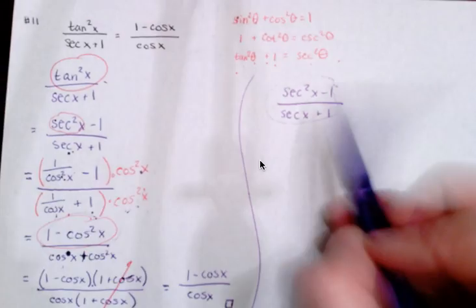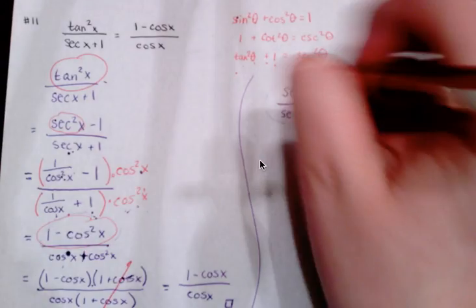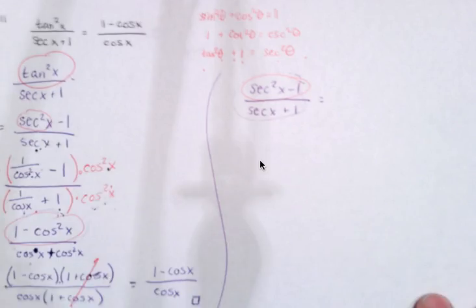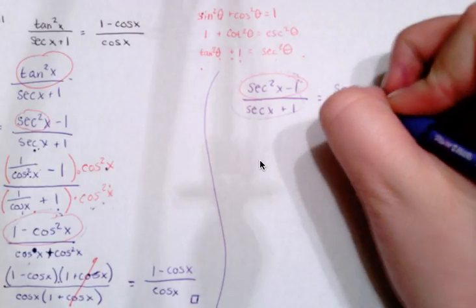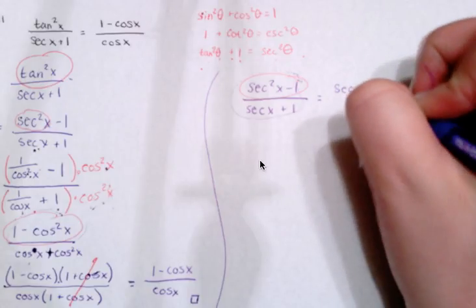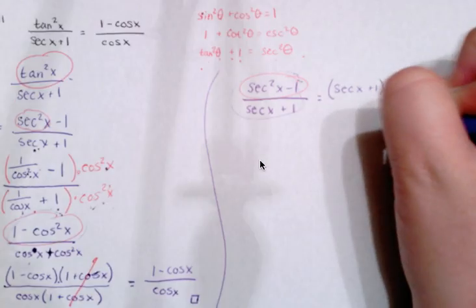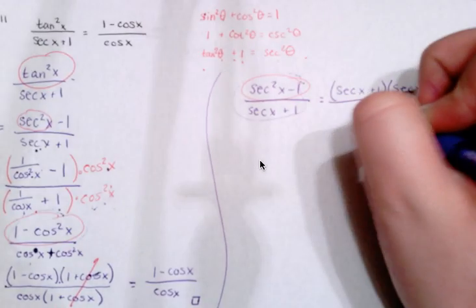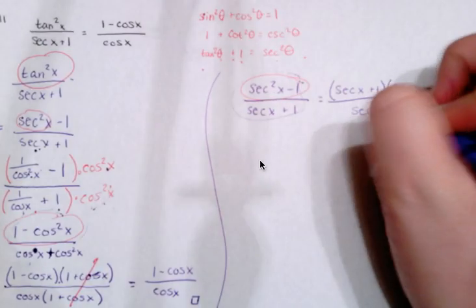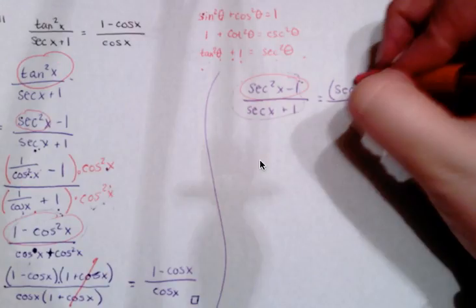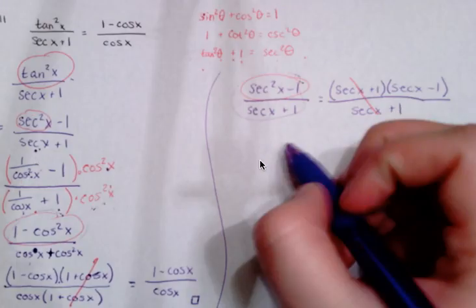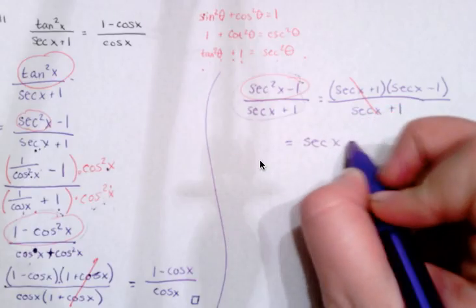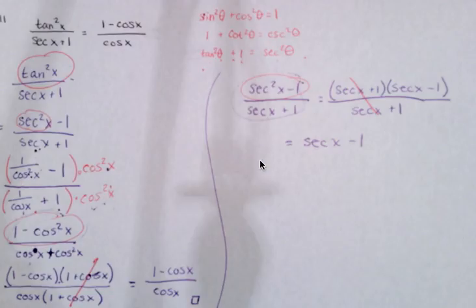Now, if you notice that there is difference of squares, you could have written this as secant of x plus 1, secant of x minus 1 over secant of x plus 1, then these would divide out. You'd be left with secant of x minus 1. Okay.